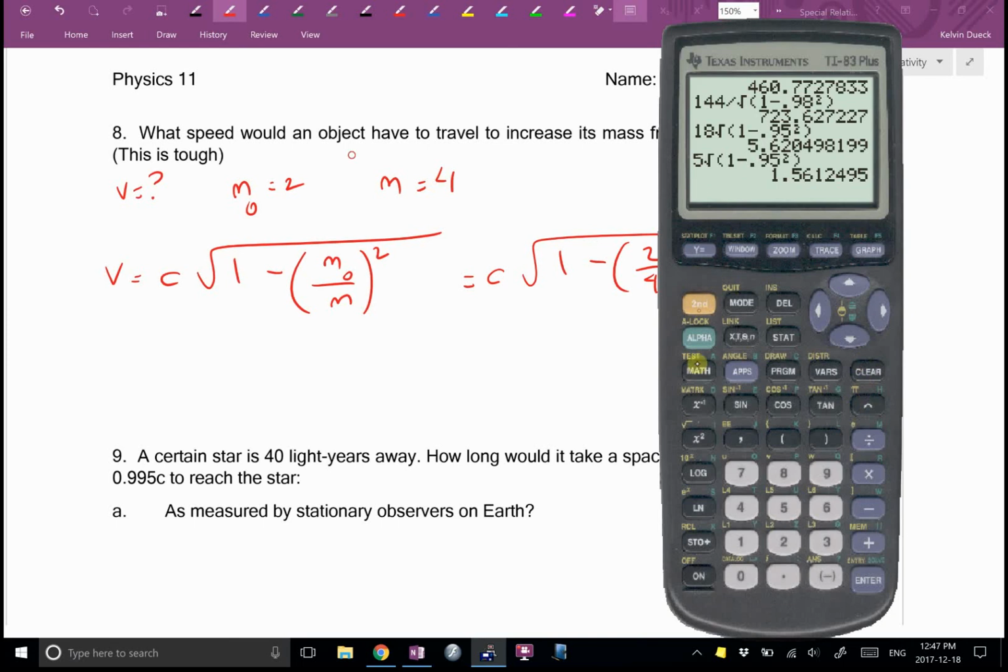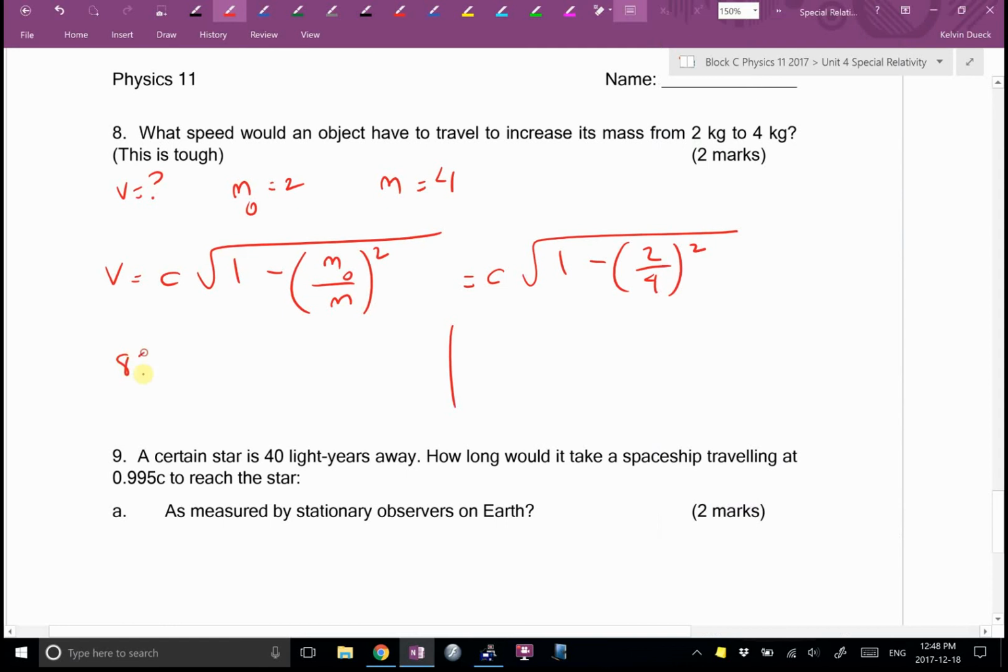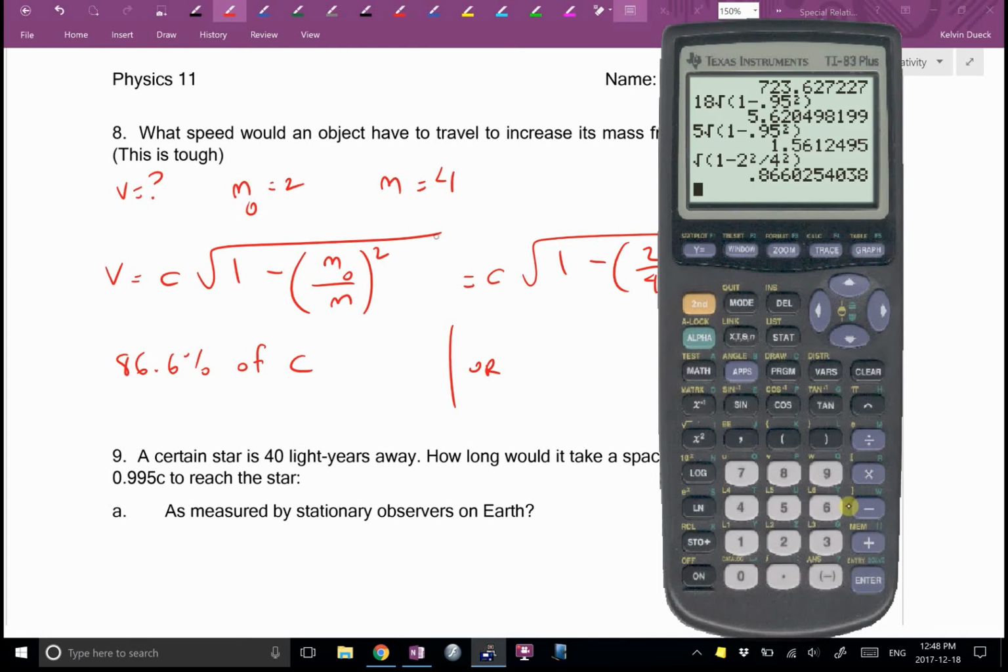So the square root ends up being 1 minus 2 squared over 4 squared, or 2 divided by 4 all squared. Do you get 0.866? Okay, so I'll take 2 answers. I'll take 86.6% of C. If you stopped there, because I didn't tell you which one I wanted, Sierra, I'll give you full credit for that. Or, if I want to take this and actually get an answer, I multiply it by the speed of light to get meters per second.